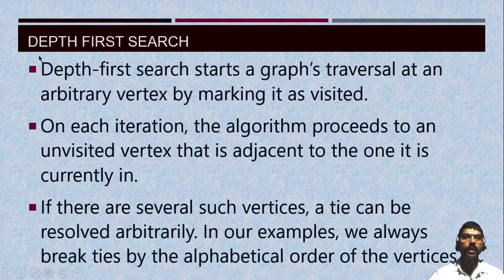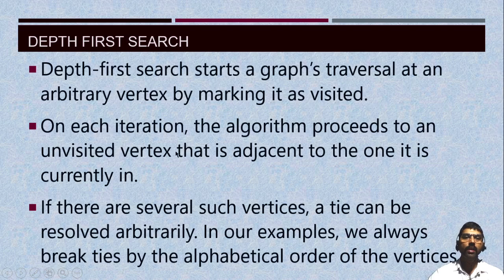The first one is called depth first search. Depth first search starts a graph's traversal at an arbitrary vertex by marking it as visited. We will pick any one of the vertices in the graph and start the traversal from that point. On each iteration, the algorithm proceeds to an unvisited vertex that is adjacent to the one it is currently in.